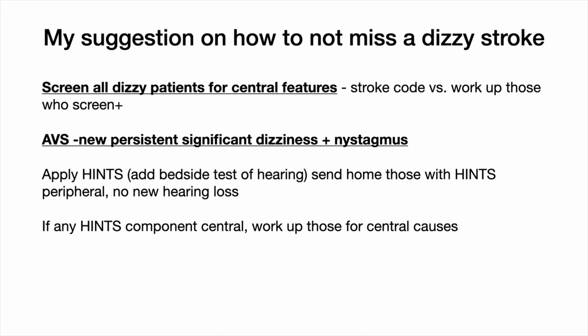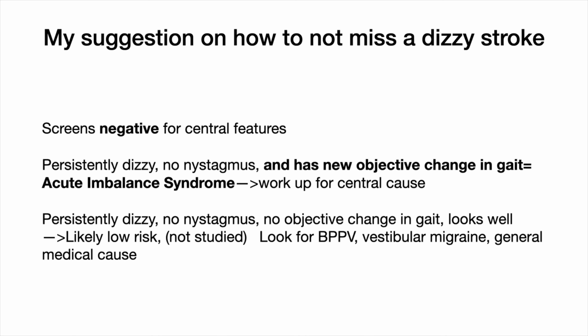And you must see nystagmus that doesn't change direction with gaze, and an abnormal head impulse test when the head is turned in the opposite direction of the nystagmus. Anything else needs a stroke workup. If your dizzy patient screens negative for central features and has persistent dizziness but no nystagmus even when you look carefully for it, but has a new objective change in their gait, then that is the acute imbalance syndrome, and they're at quite a high risk of stroke, and I would work them up for stroke also.